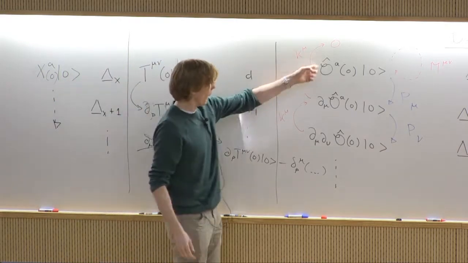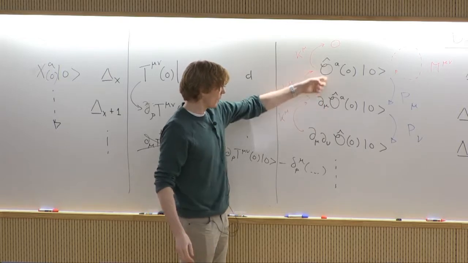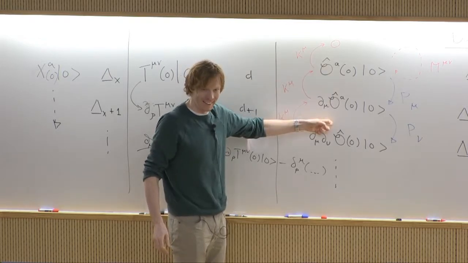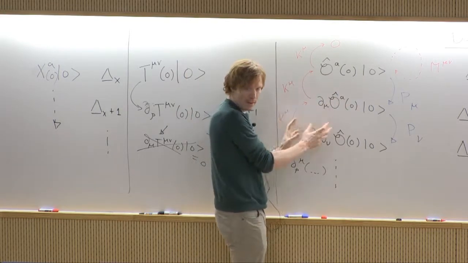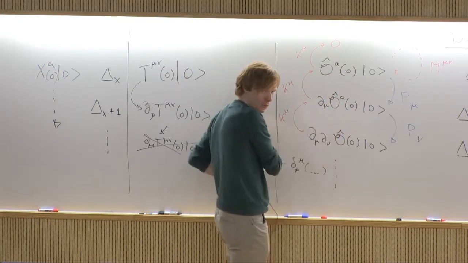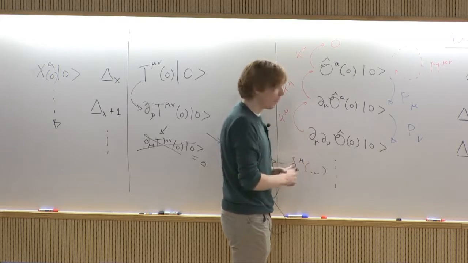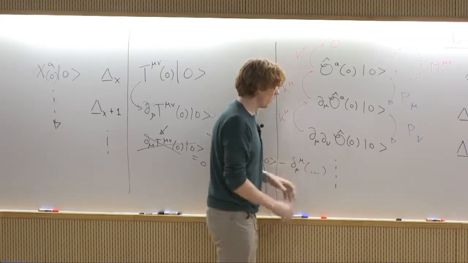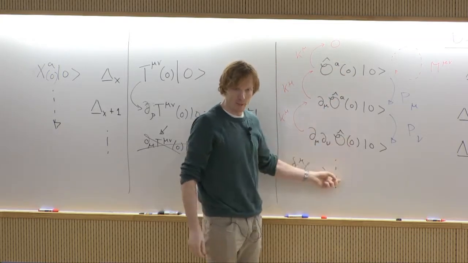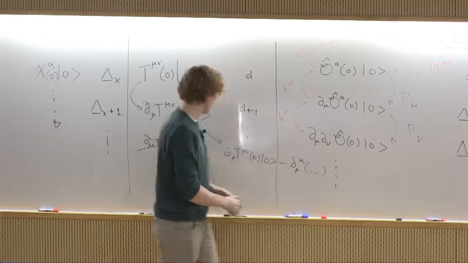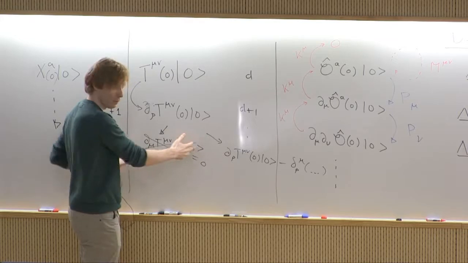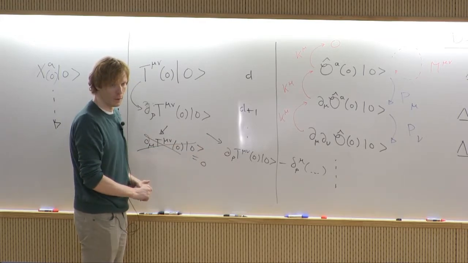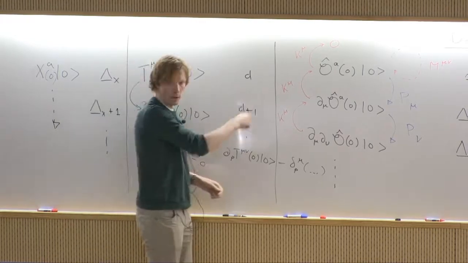This is something I wanted to say: sometimes there are states in this tower that are 0, and those you just throw out. In most cases there are no such 0 states, but sometimes there are. Those you have to throw out, like here the divergence, and anything you get from this divergence of the stress tensor by acting with further P_mu's. Those you just cross out.